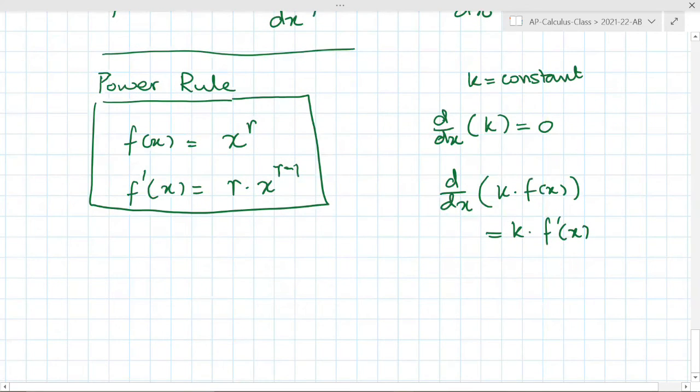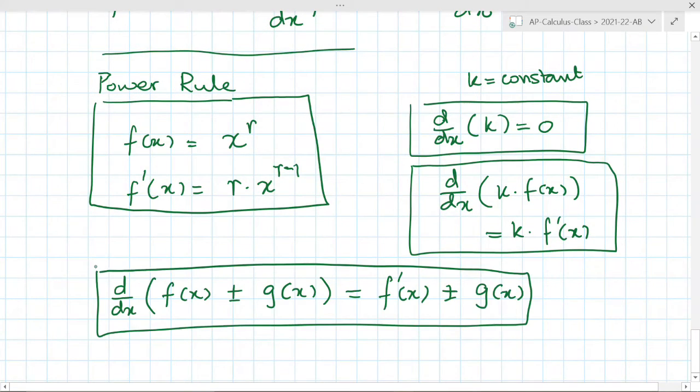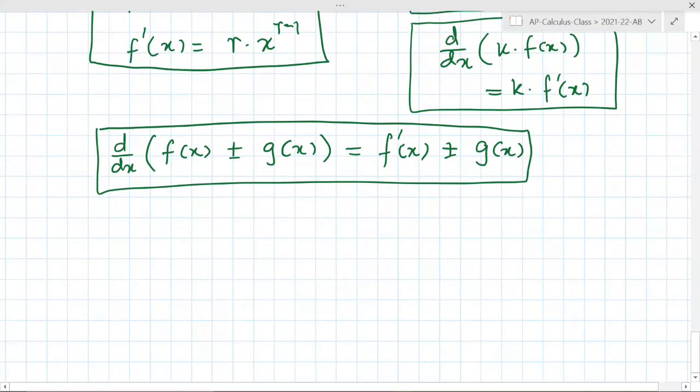These can be combined a finite number of times: addition, multiplication by a constant, and the power rule. You can apply these a finite number of times to figure out what the derivative should be for a function like a polynomial or a combination of functions.